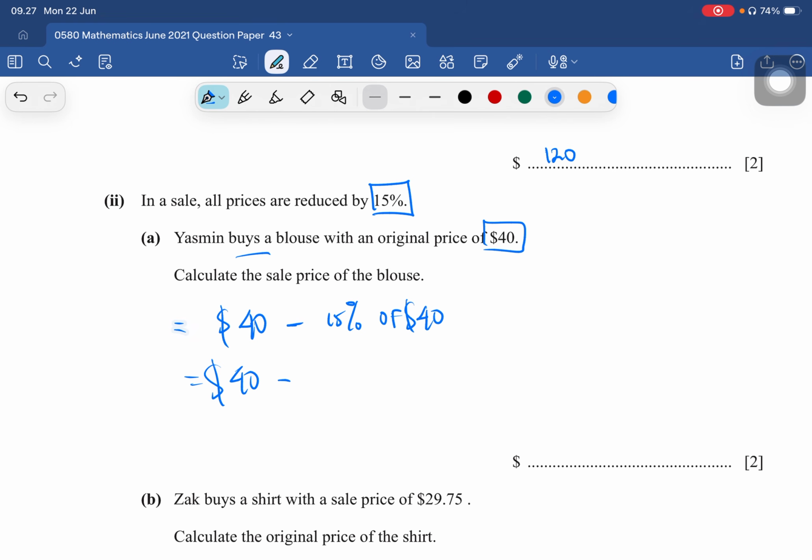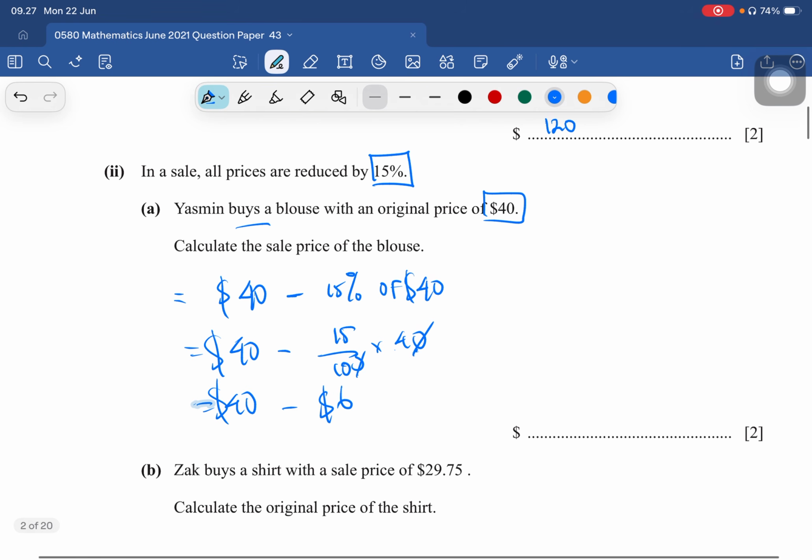This is 15 over 100. So 15% of 40 is 15 over 100 multiplied by 40. We cut it, so it's going to be 60 divided by... Okay, so we get $40 minus $6. So the sale price is equal to $34.